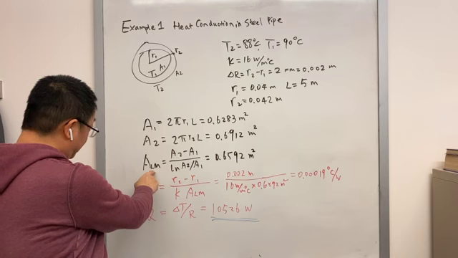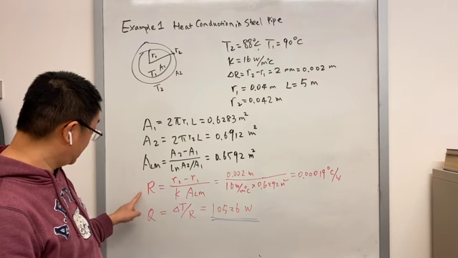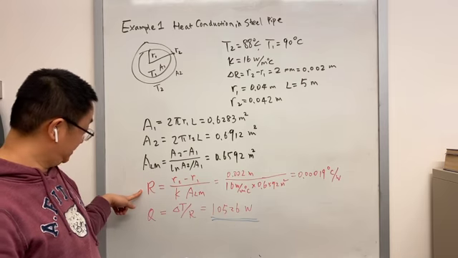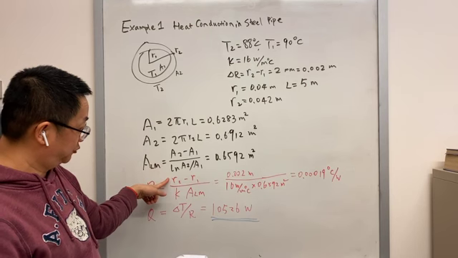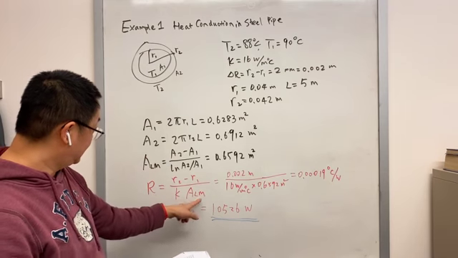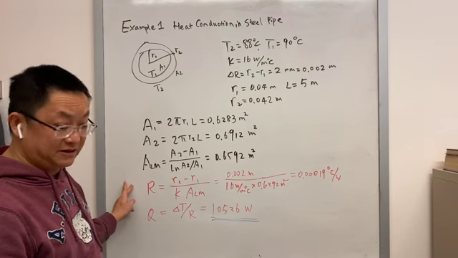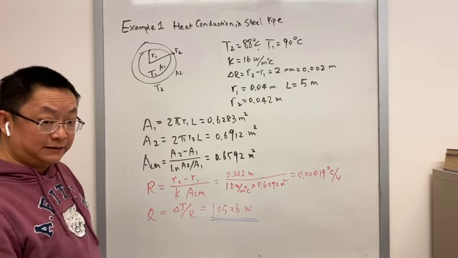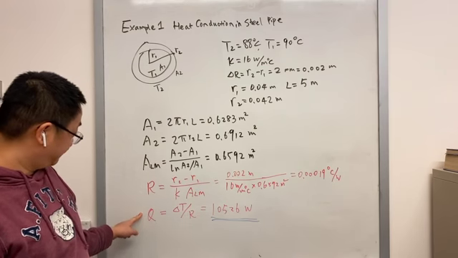Once we find our log mean area, we can plug that into our total thermal resistance equation for cylindrical shape geometry. We know our thickness is 2 millimeter, K is 16 watts per meter per degree Celsius, and we calculated the log mean surface area. Substituting into this, we can calculate our total thermal resistance. This is our total thermal resistance. And once that is found, calculating heat flow for conduction is very straightforward.